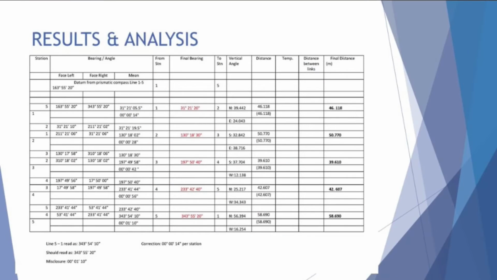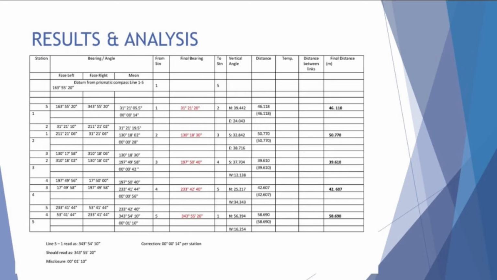Then we will complete this traverse booking data. First, we need to calculate the mean bearing for every station. The formula to find the mean bearing is to plus or minus the face right bearing with 180 degrees, then add it with the face left bearing and divide it by 2.